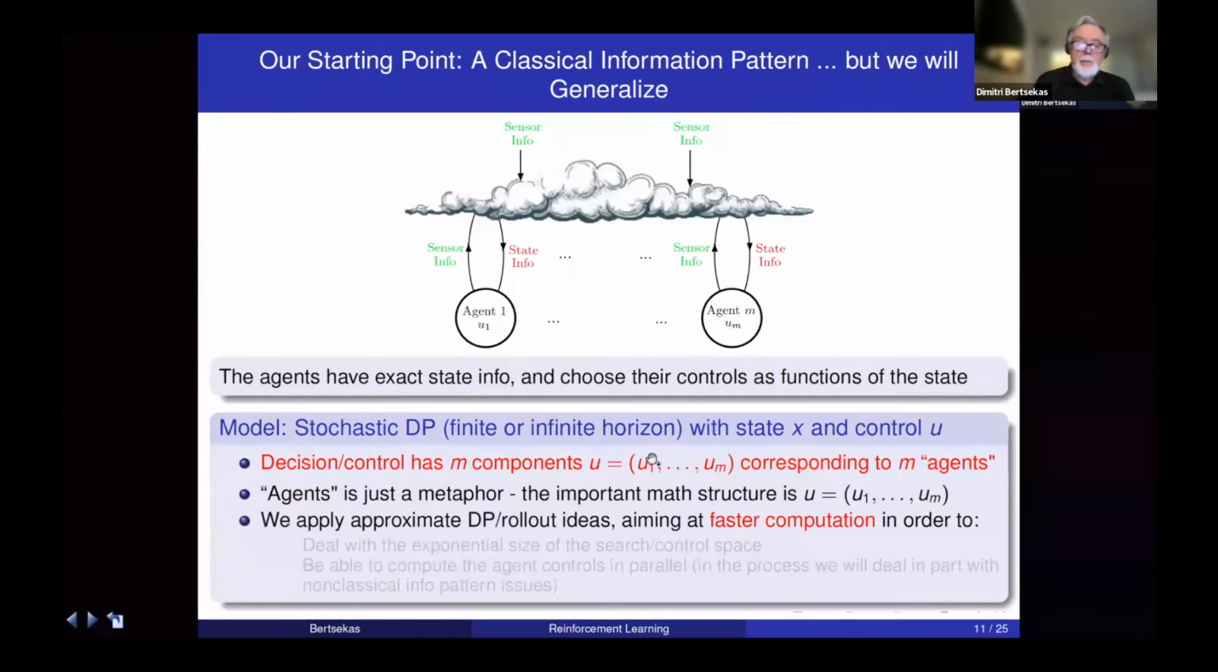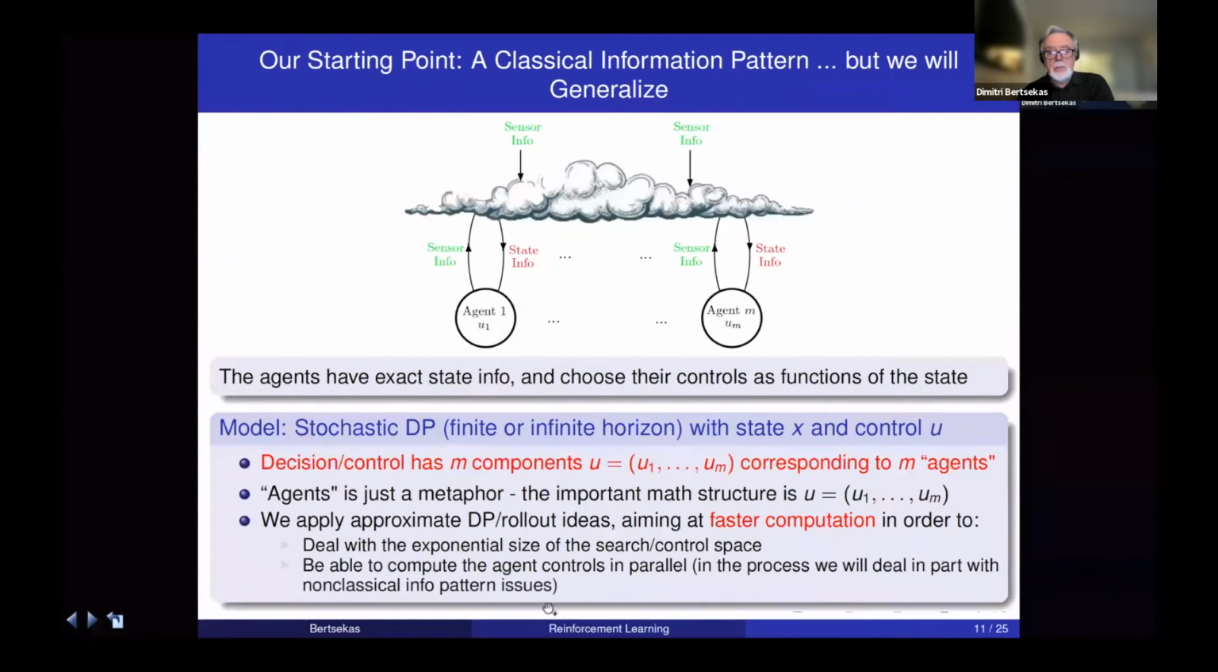So what we're going to set as our initial goal is to apply approximate dynamic programming and rollout ideas aiming at faster computation in order to deal with the exponential size of the search space, the control space. Even if these u's take two values apiece, the search space becomes 2 to the m in size. And pretty quickly, it can get enormous. So we want to deal with that problem in various computations involving rollout, approximation in value space, and so on.